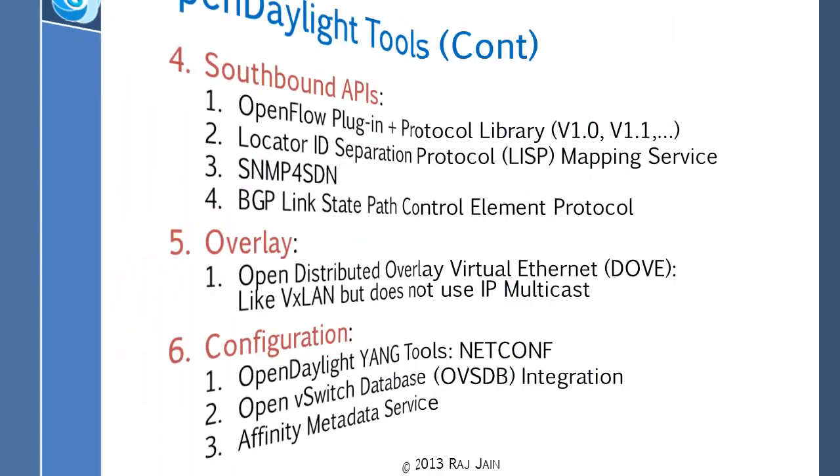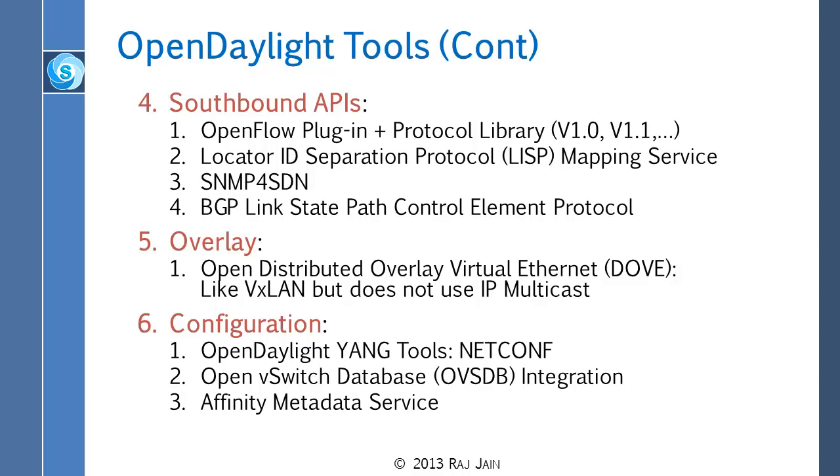All right. Then southbound APIs: it has the OpenFlow plugin, the whole protocol library of 1.0, 1.1, 1.2, 1.3, and so on and so forth. It has modules for LISP, which is the Cisco Locator ID Separation Protocol mapping service. It has SNMP, which is kind of universally spoken right now. It's not that fast, actually, but at least if you have old equipment, you can program it using SNMP. Then it also has BGP-LS and PCEP, the path computation element protocol. So you can also speak BGP to many of the existing routers.